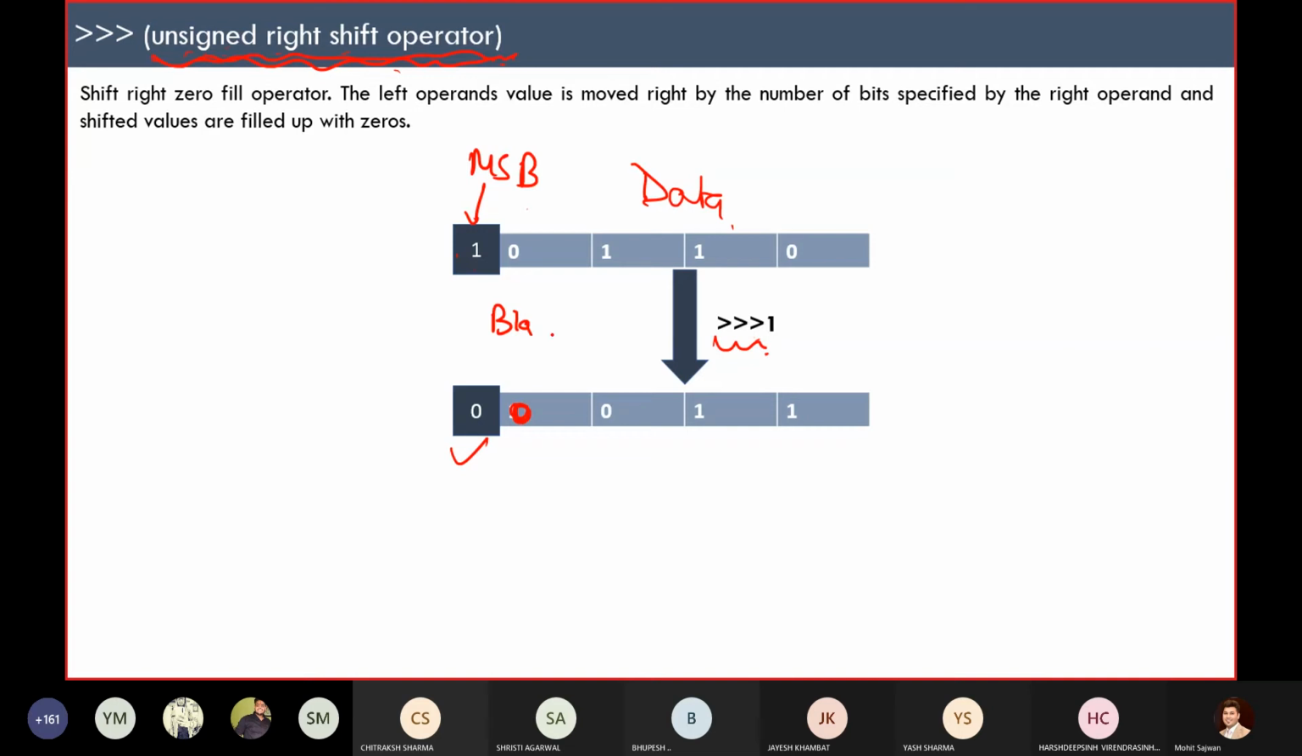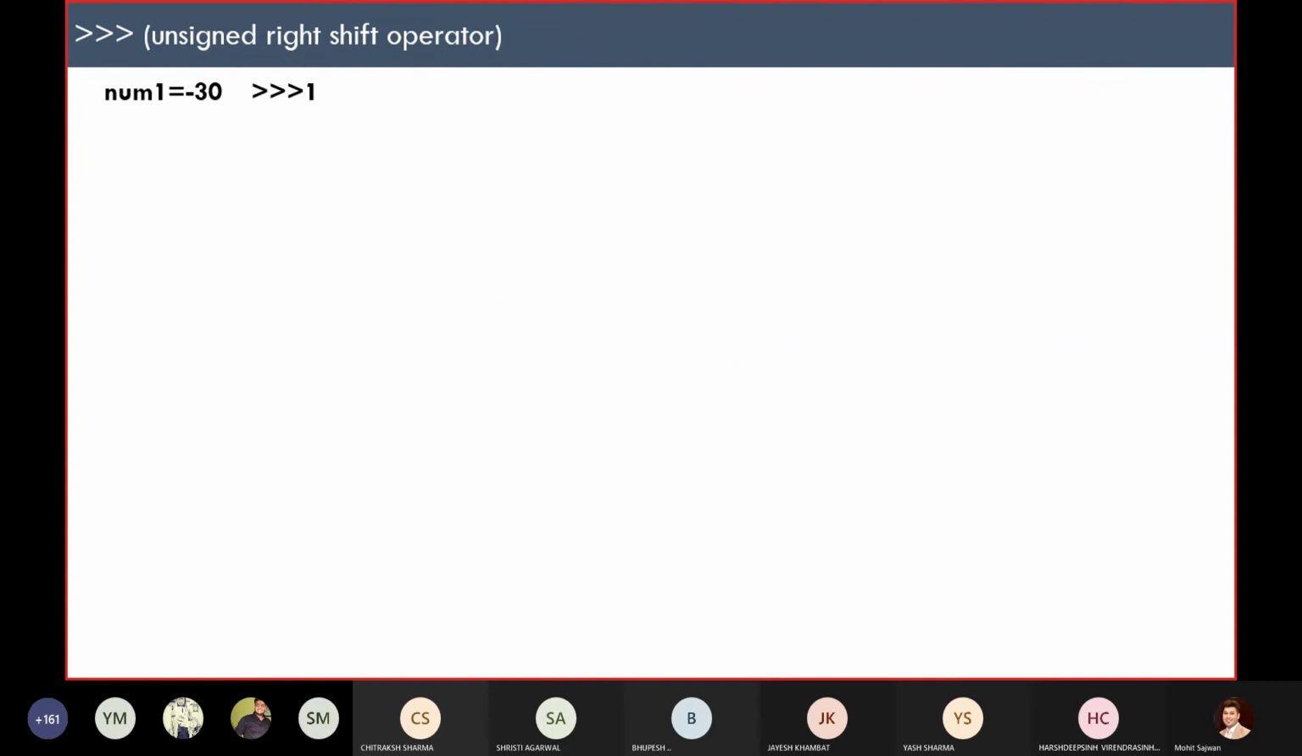For positive numbers, always remember both will give you the same result, but for negative numbers they will give you different output. So let's take the same example. In this example, we are performing the unsigned right shift operator. Earlier we performed the signed right shift operator, and this is the representation of the unsigned right shift operator.